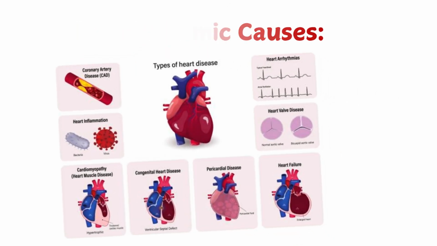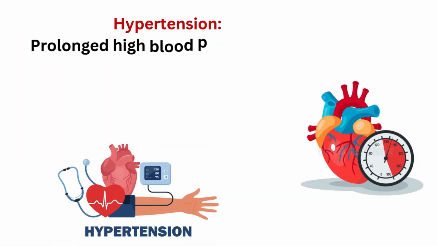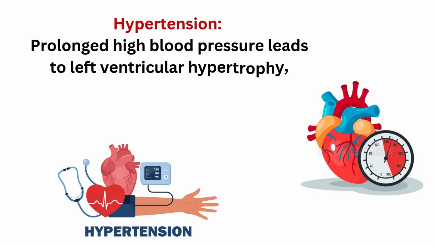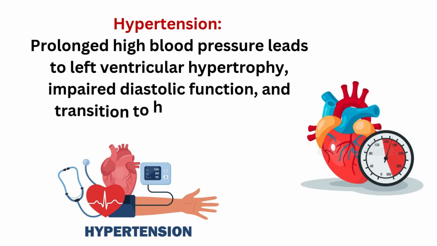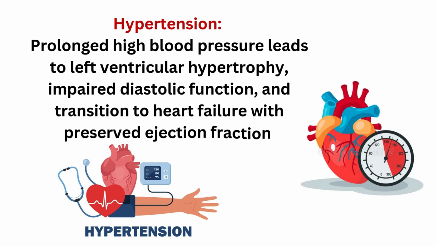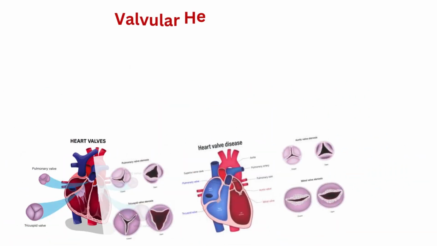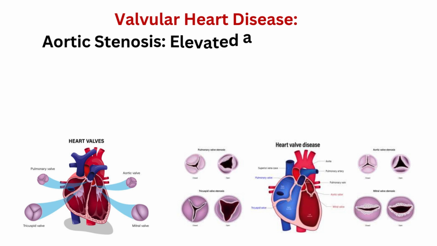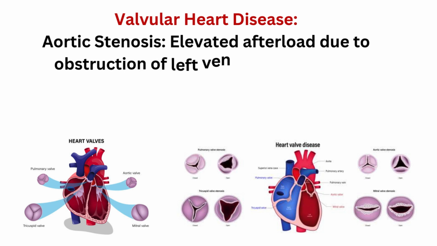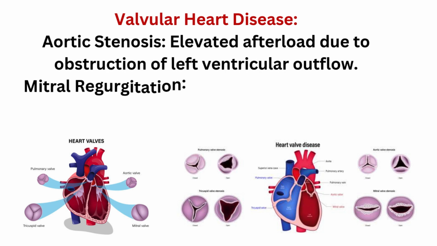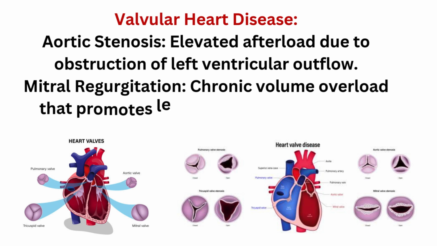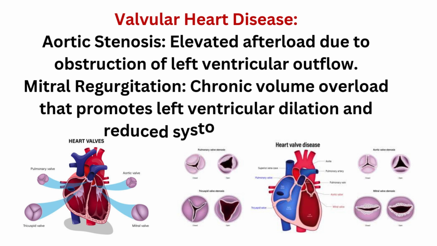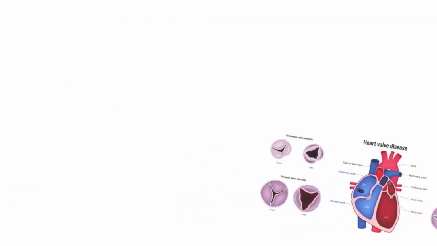Non-ischemic causes. Hypertension. Prolonged high blood pressure leads to left ventricular hypertrophy, impaired diastolic function, and transition to heart failure with preserved ejection fraction. Valvular heart disease. Aortic stenosis. Elevated afterload due to obstruction of left ventricular outflow. Mitral regurgitation. Chronic volume overload that promotes left ventricular dilation and reduced systolic function.